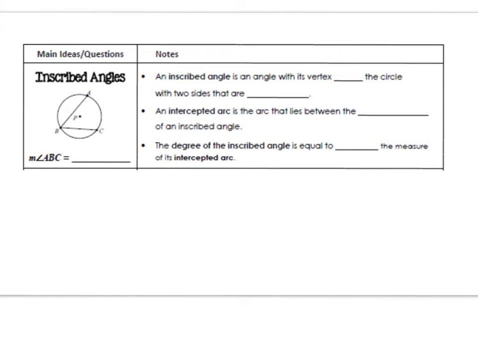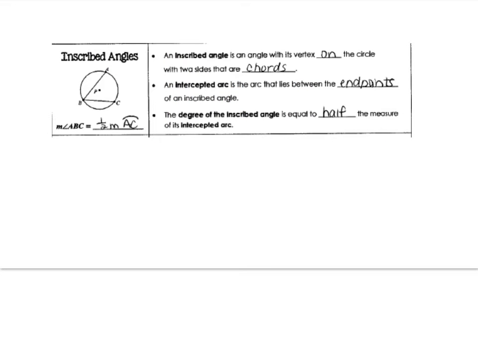In this section, we're continuing to learn about circles, but what we're going to do is talk about inscribed angles. An inscribed angle is an angle with its vertex on the circle. I want you to take a look at the vertex right here. It is where on the circle? The vertex of the angle is on the circle, with two sides that are chords.